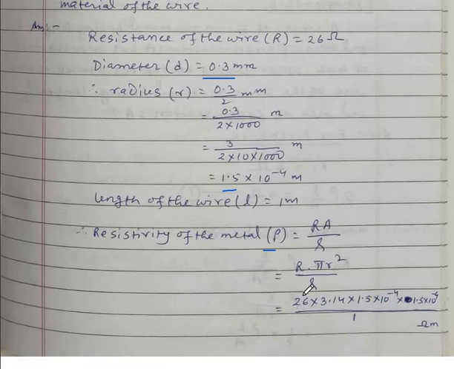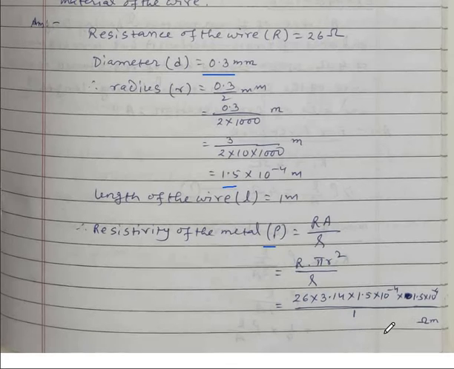Now put the values. R is 26, pi is 3.14. Instead of taking 22 by 7, 3.14 will be better. Radius 1.5 into 10 to the power minus 4, again into 1.5 into 10 to the power minus 4, divided by length of the wire, 1 meter. Altogether, the unit you can write as ohm meter, because the standard unit for resistivity is ohm meter.